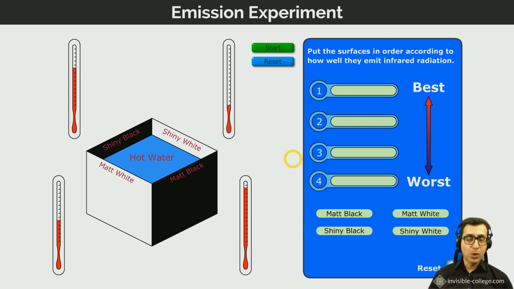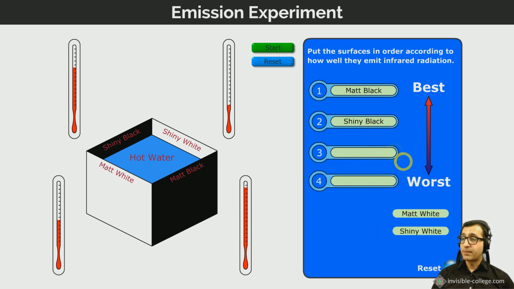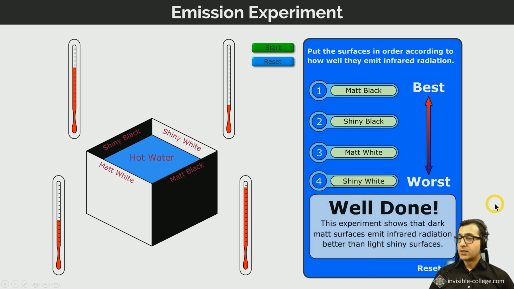Now, shiny kind of gives it away a little bit, because shiny implies reflectivity. Shiny surfaces tend to reflect radiation better, which means that they're less likely to be able to emit and absorb radiation particularly well. So, in terms of the order here, matte black is going to be the best, followed by shiny black, followed by matte white, followed by shiny white. All right, so just remember, matte is always better at absorbing and emitting than shiny. Black is always better at absorbing and emitting than white.